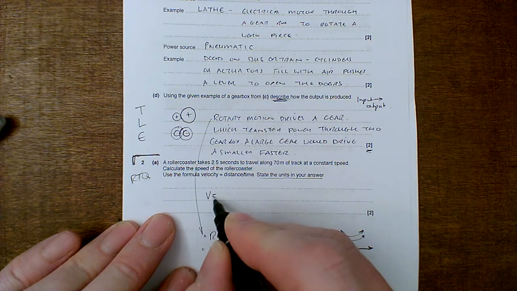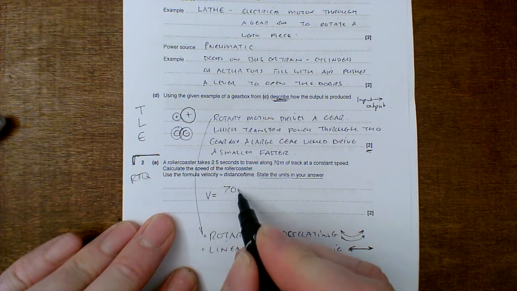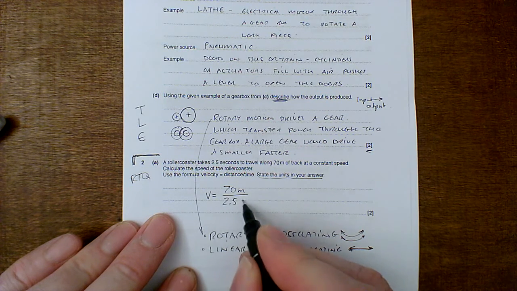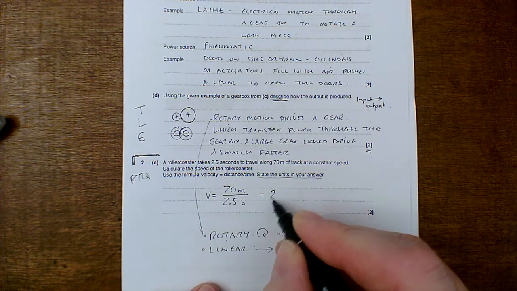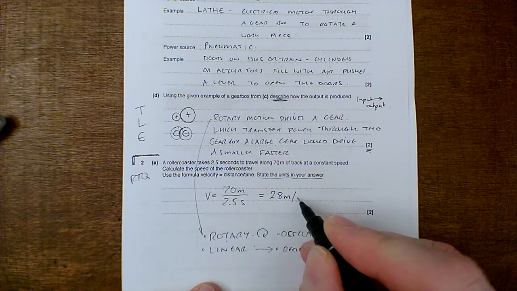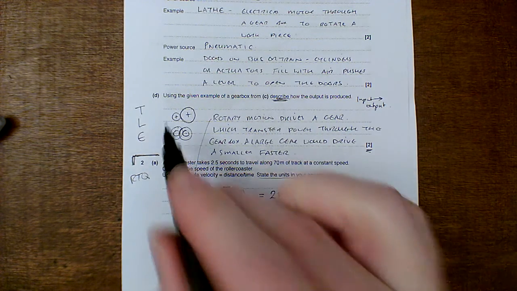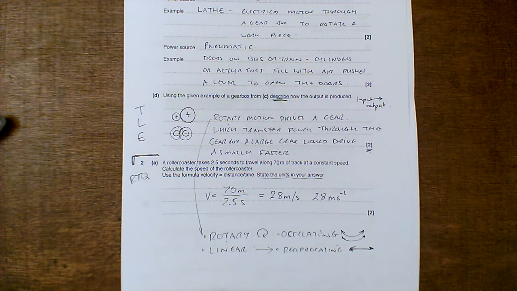So the velocity v is equal to distance, 70 meters, over time, 2.5 seconds. That's going to give me 28 meters per second. You can also write it like this, meters per second with a minus 1 as a superscript, if you want to think more like an engineer.